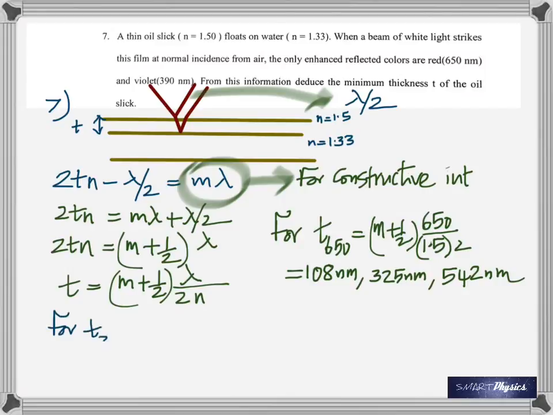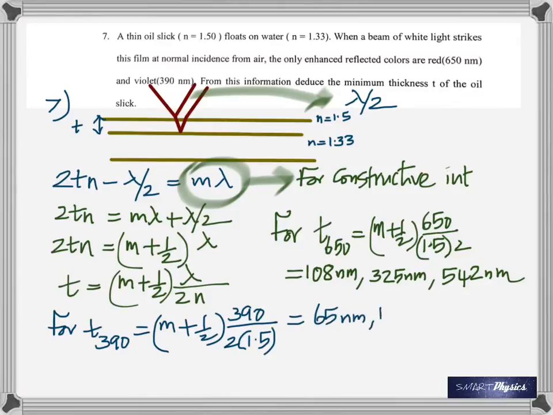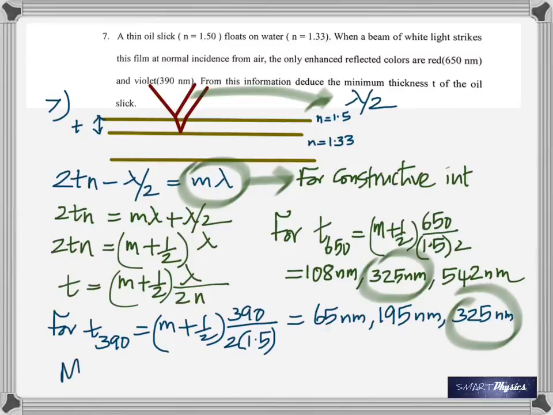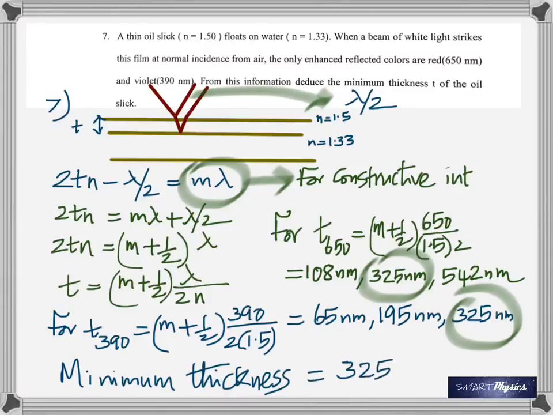For the other wavelength, let's do the same. When it is 390 nanometers, you're going to get 3 results: 65, 195, and 325. And when you compare them, you see that you have 325 for both. Therefore, the minimum thickness needs to be 325 nanometer. Why? To produce maximum in both these wavelengths.